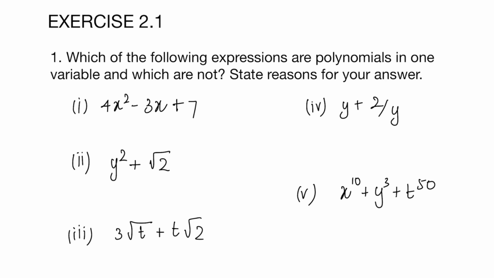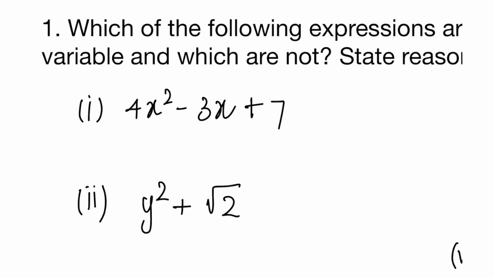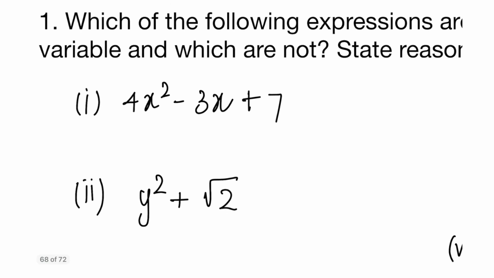Now moving on to the exercise question. It's exercise 2.1, and let me just read you the question first. Which of the following expressions are polynomials in one variable and which are not? State reasons for your answer. We have already covered what variables and polynomials are in the previous video, and they are basically asking us to pick out the polynomial expressions with one variable, and tell a reason for that. Now let us start with the first question. I'll explain how we are going to do that exactly.